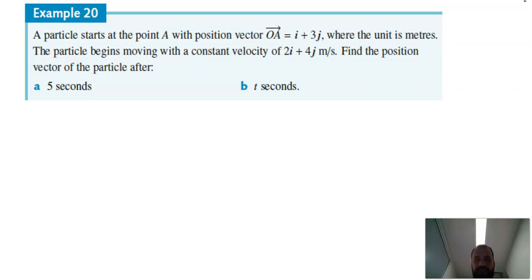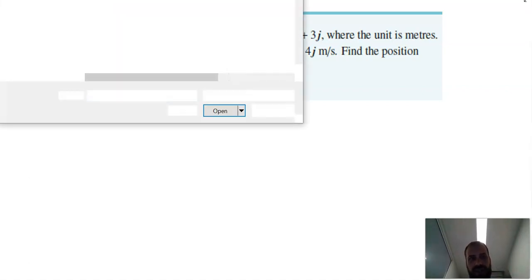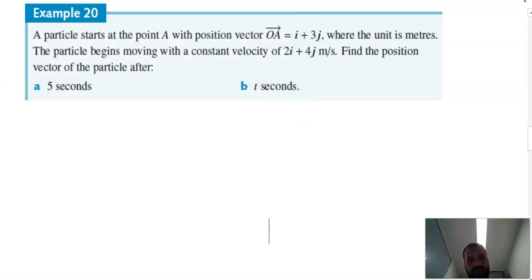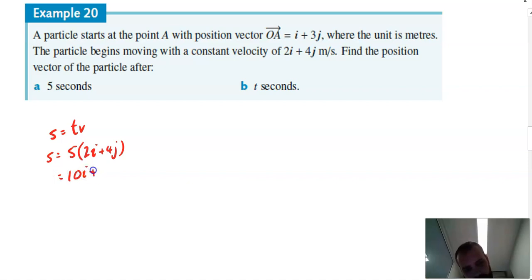All right, probably the best thing we can do is start by finding our displacement vector. Now, the displacement vector, we can just use our little formula here. All right, so S equals TV. That's going to give us our displacement vector. So S equals 5 seconds times the velocity. And the velocity is 2i plus 4j. All right, so that looks like 10i plus 20j.